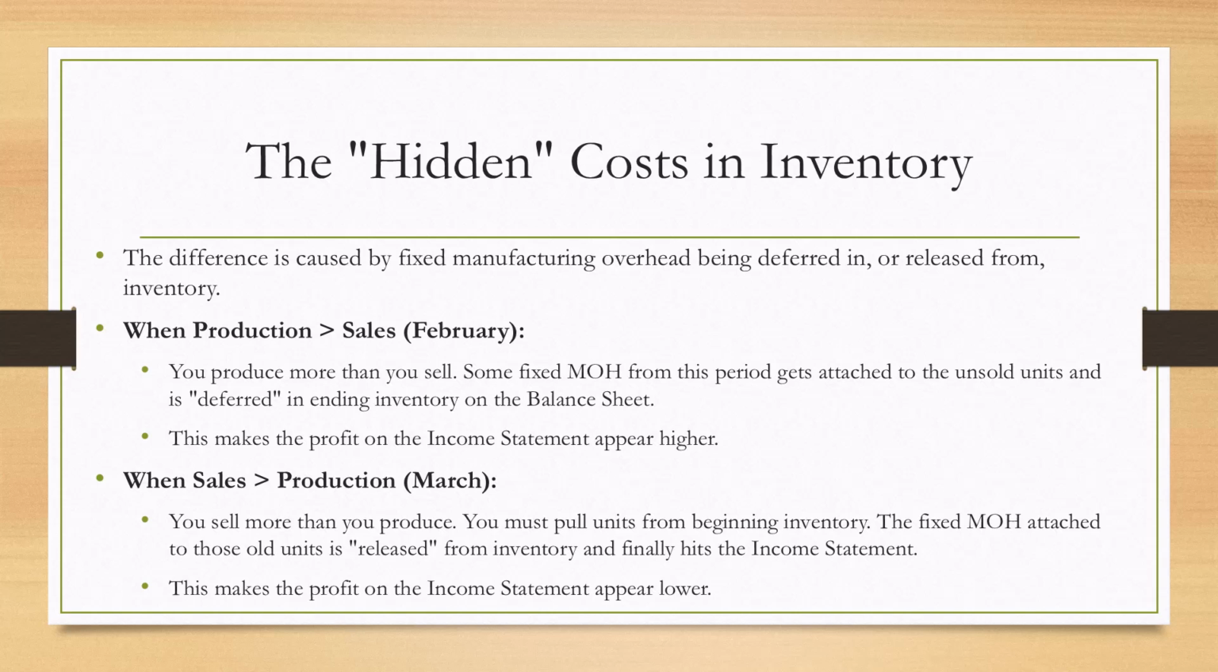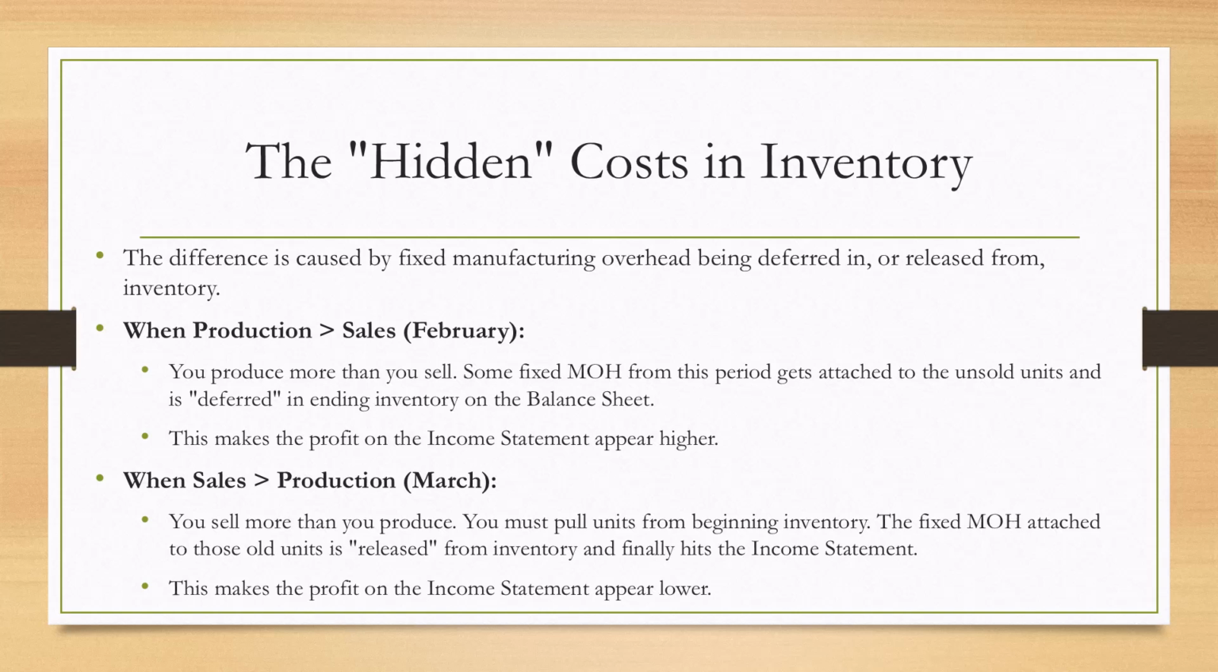Let's take February, when production was greater than sales. Because Weber produced more units than it sold, some of that month's fixed manufacturing overhead got attached to the unsold units. That cost is deferred in the inventory account on the balance sheet instead of being expensed on the income statement. This is what makes the profit appear higher.